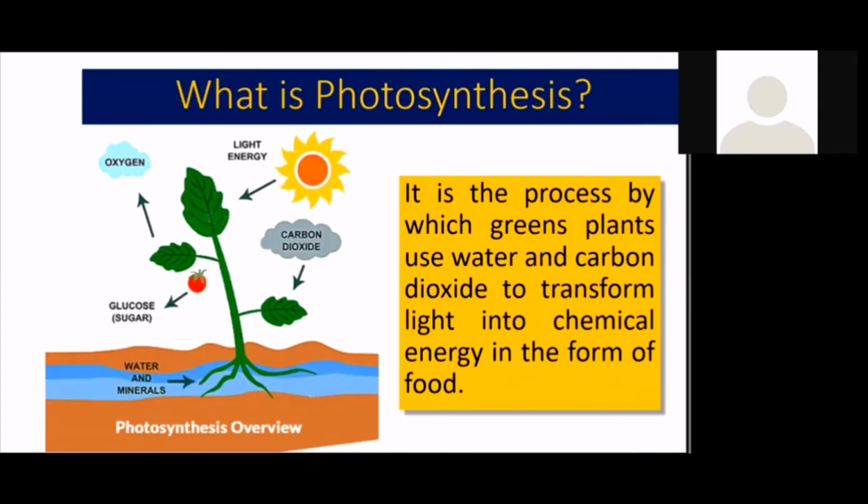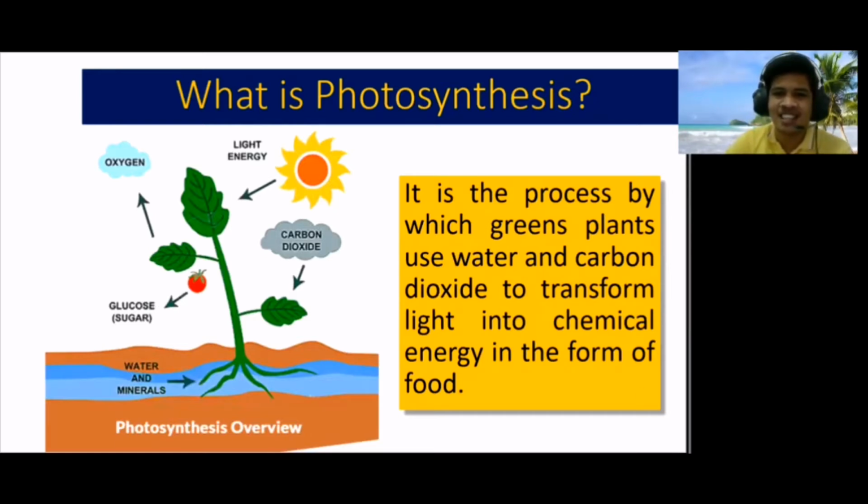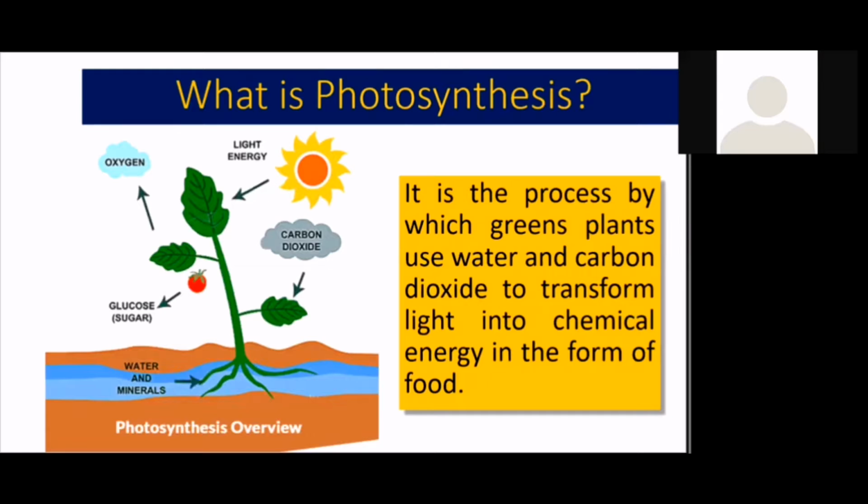Chertam, can you read this one, please? Photosynthesis. It is the process by which green plants use water and carbon dioxide to transform light into chemical energy in the form of food. Okay, thank you so much, Chertam.